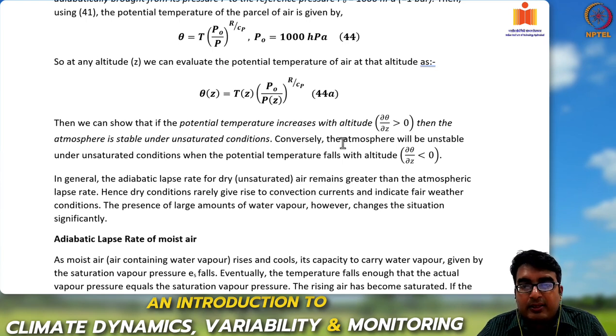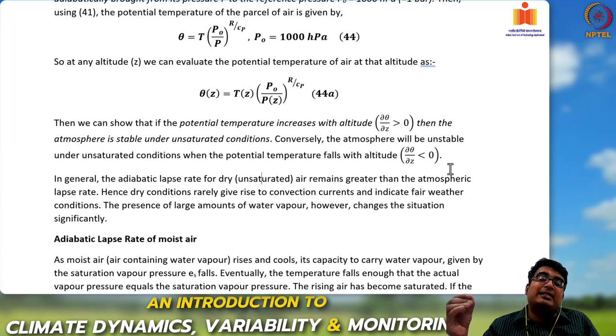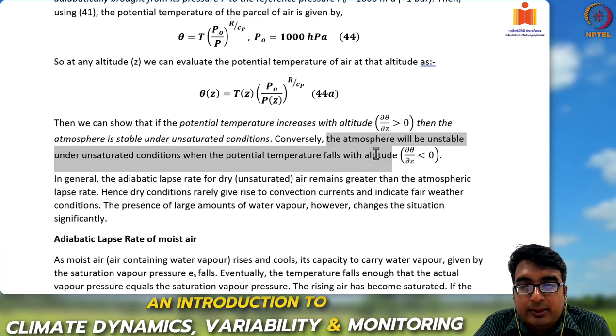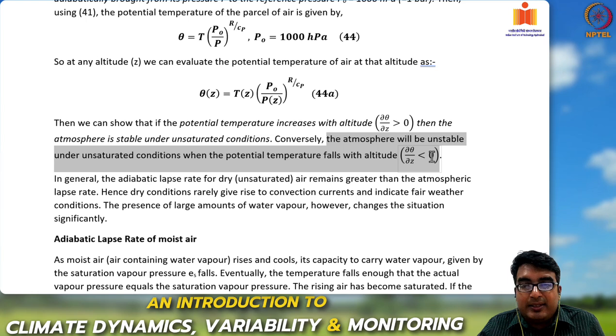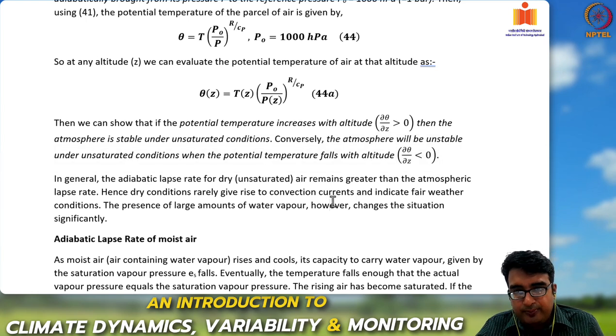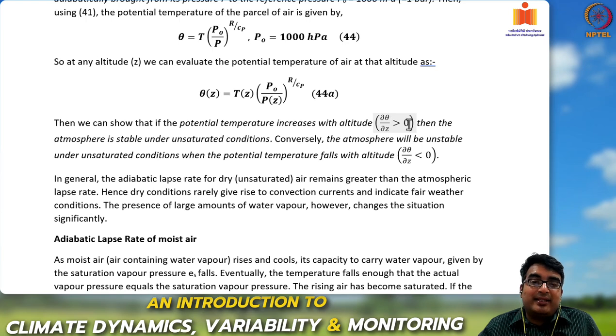If in contrast del theta del z is less than 0, that is the potential temperature theta is decreasing with altitude, then under unsaturated conditions the atmosphere is unstable. The atmosphere will be unstable under unsaturated conditions when the potential temperature falls with altitude. Okay. So del theta del z greater than 0, stable; del theta del z less than 0, unstable for dry conditions.